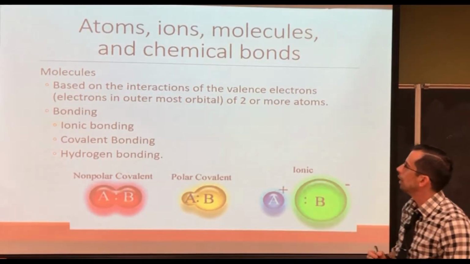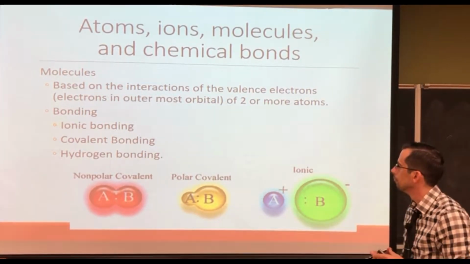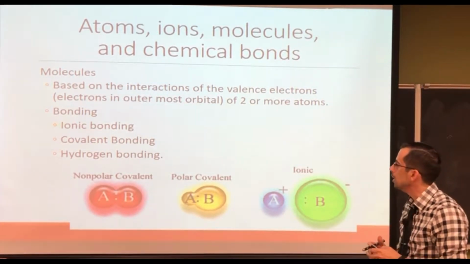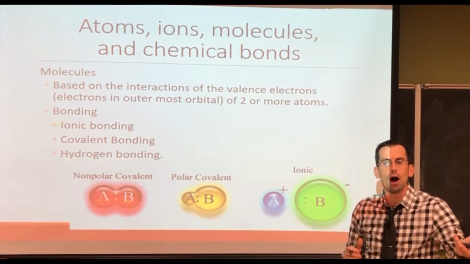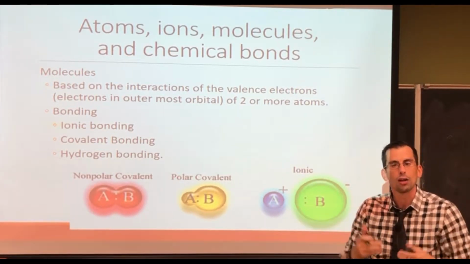Now, when we talk bonding, it's all about how two atoms come together and interact with one another. We can have ionic bonding, which would be a negatively charged ion attracting a positively charged ion, as those opposite charges attract each other.